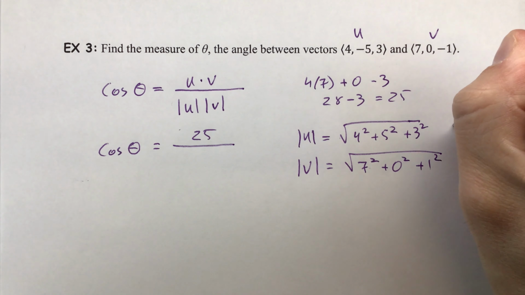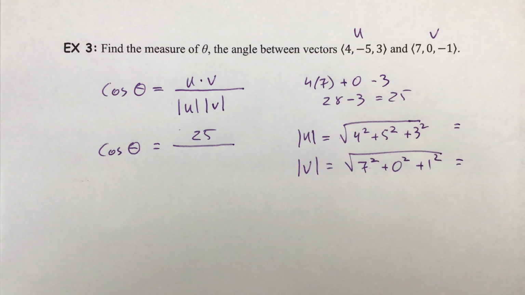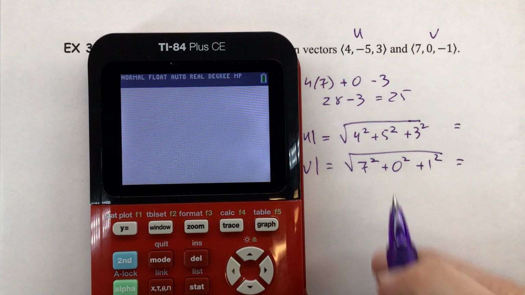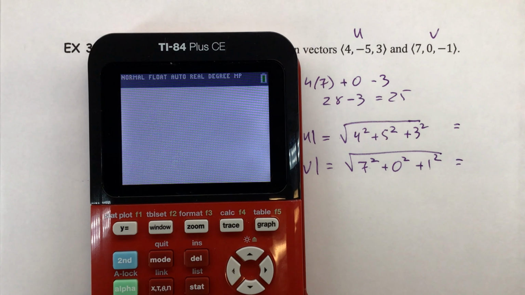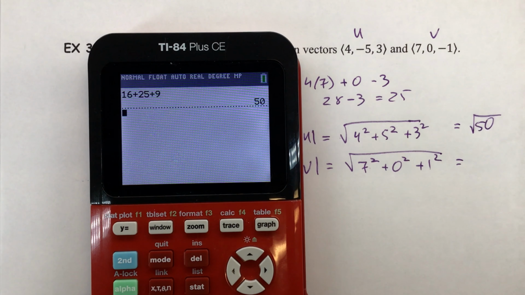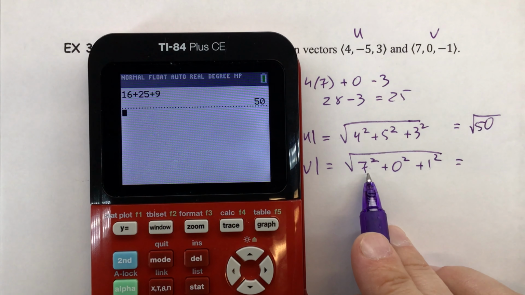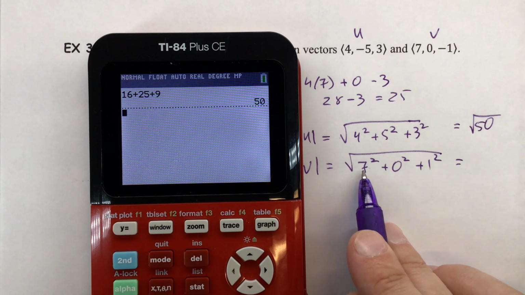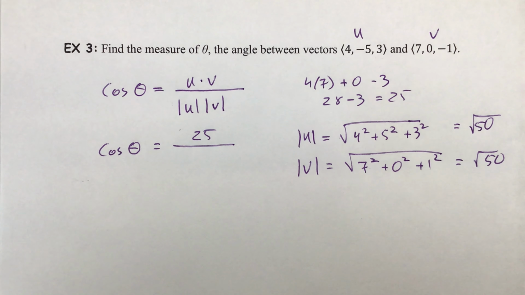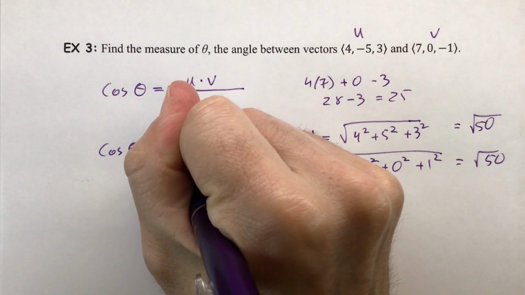I'll go to the calculator just to make sure I type them all in correctly. Without the radical, we've got 16 plus 25 plus 9, which would give us 50. So square root 50. Same thing here, that's going to be 49 and 1, so we get the square root of 50. That is going to work out pretty nice for this example.